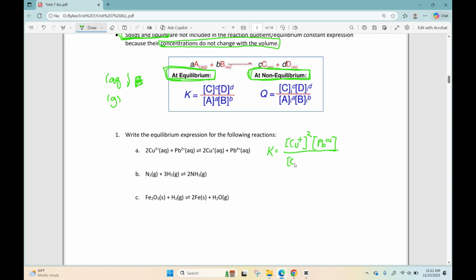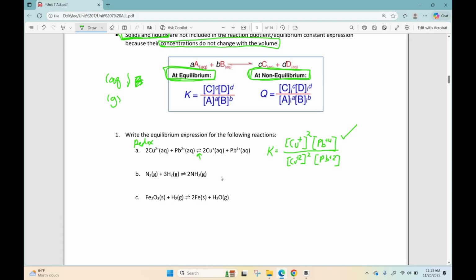So I have copper that has a +2 charge, and it is raised to a coefficient of 2. And then we have lead that has a charge of +2. This is likely a redox equation because of the change in oxidation numbers, but we can also write this as an equilibrium because we see the reversible arrow. So products, copper 1 and lead 4, raised to their coefficients, over reactants, copper 2 and lead 2. So this would be a correctly written equilibrium expression for this reaction.